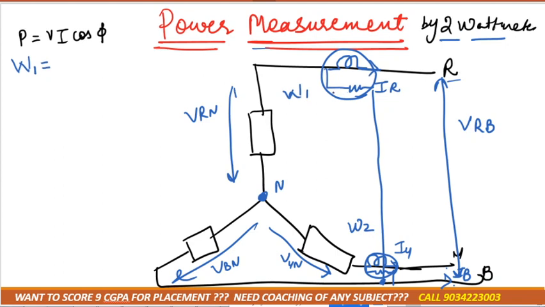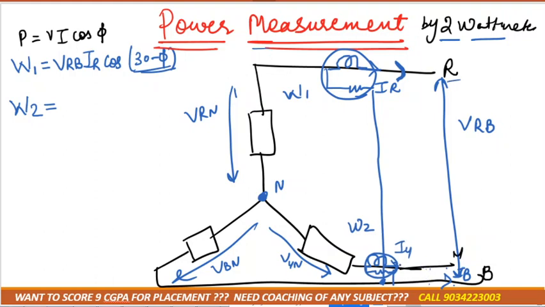Now see, according to the current, how much is flowing? Tell me, current is how much? Current is IR and cos of 30 minus phi. I'll tell you through the phasor diagram how this 30 minus phi came. Now similarly we have to find the value for W2. For W2, the voltage is how much? VYB, right?